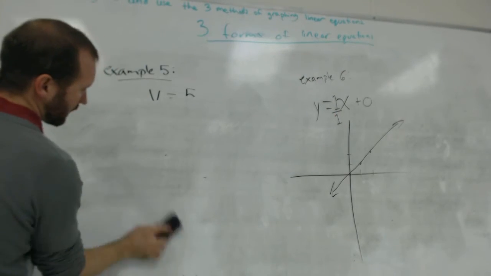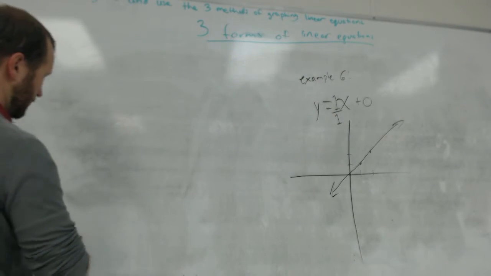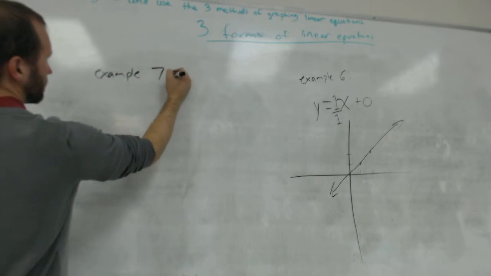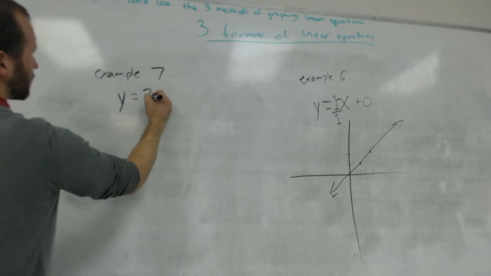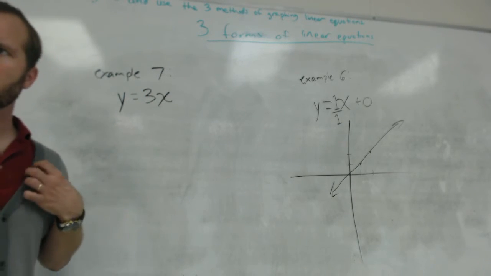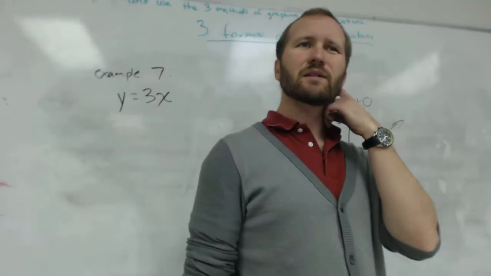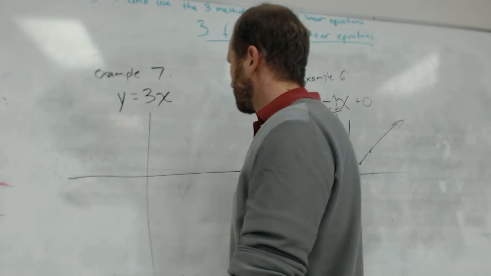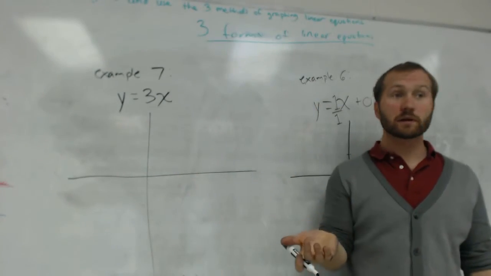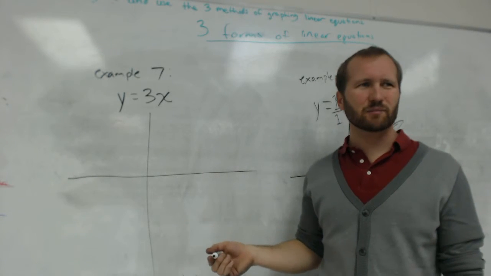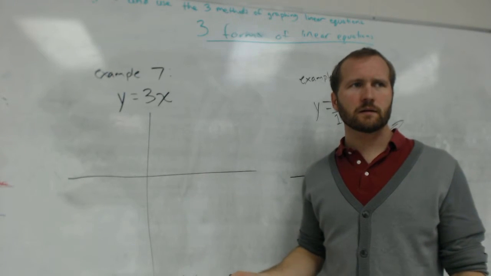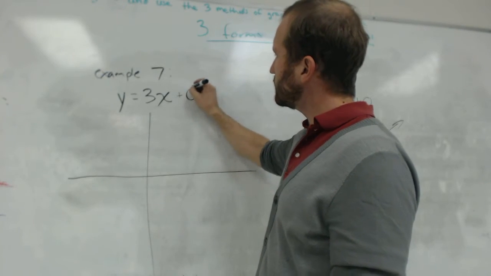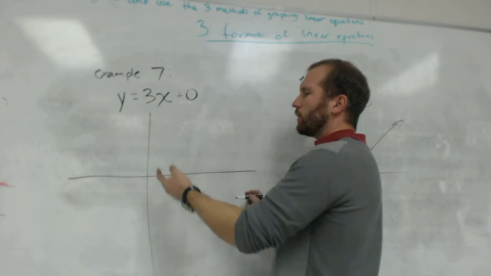Alright, keeping up the theme of weird examples, what if you had this? y equals 3x. What form is that? Slope-intercept form. But what's my intercept? Plus 0. If there's not a number there, I know that my intercept is 0.